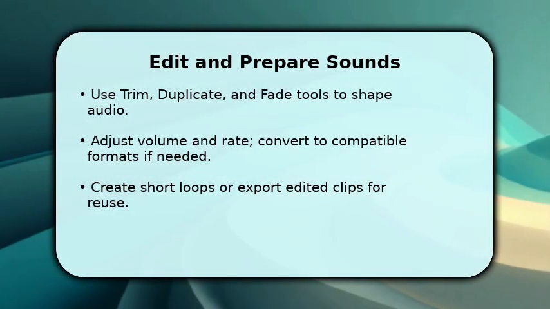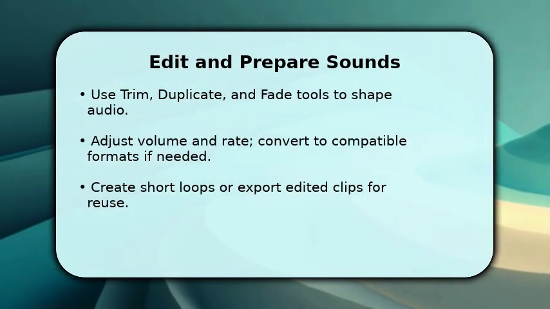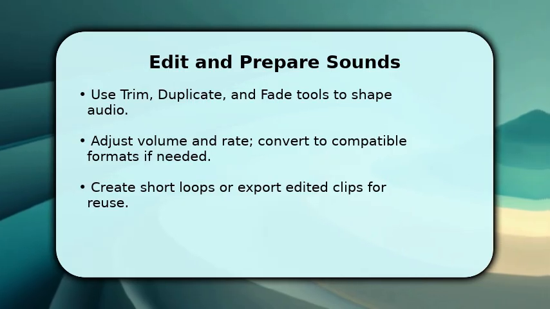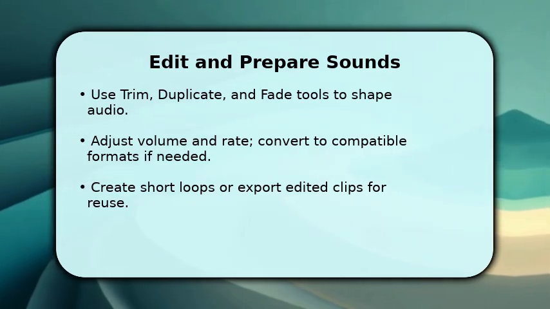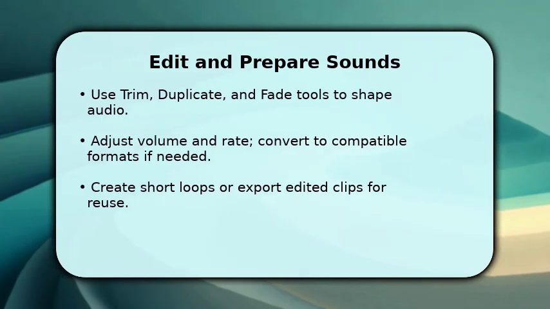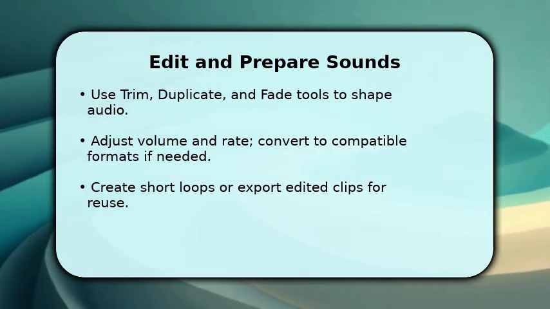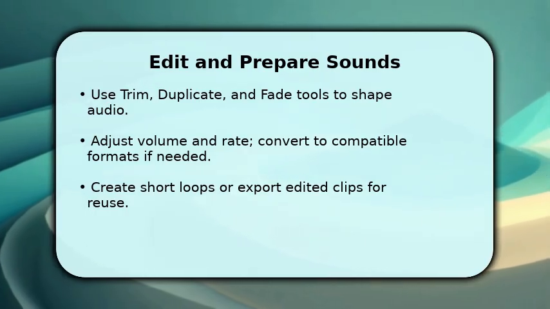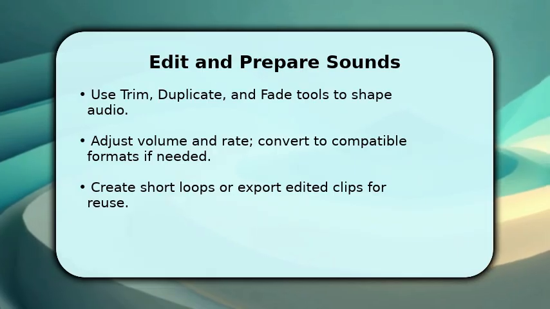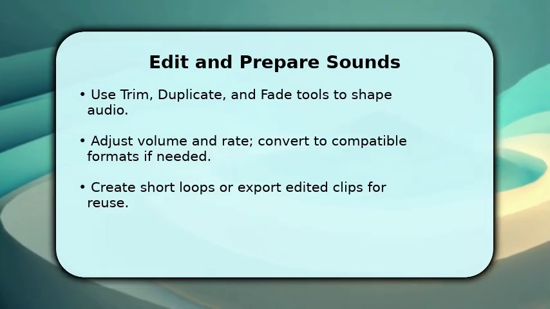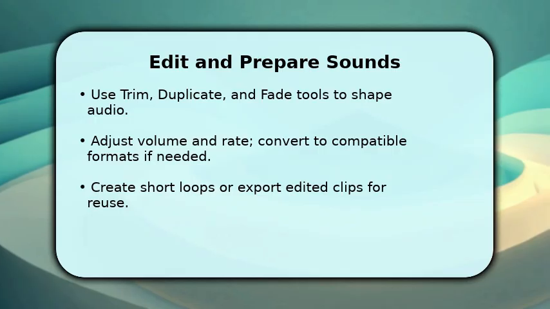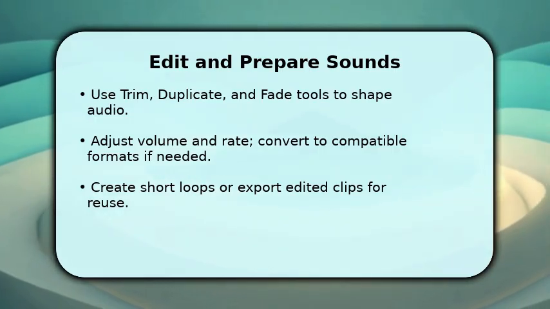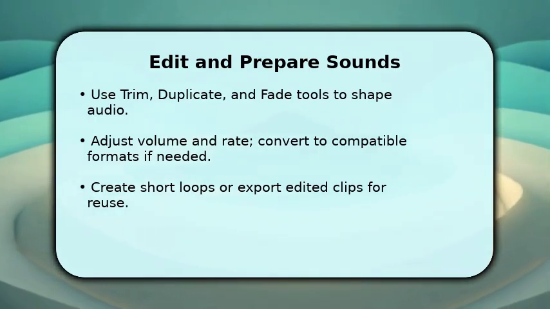You now refine the audio so it fits the action. Use trim to cut dead space, duplicate to preserve originals, and fade to smooth edges. These edits avoid pops and abrupt stops. Then adjust the Sound tab's volume and use the sound effects like pitch shift when you want character variation. Once done, test the clip with the sprite's motion. Make short loops for repeating actions and export any polished sounds if you plan to reuse them across projects to keep consistency and small file size.